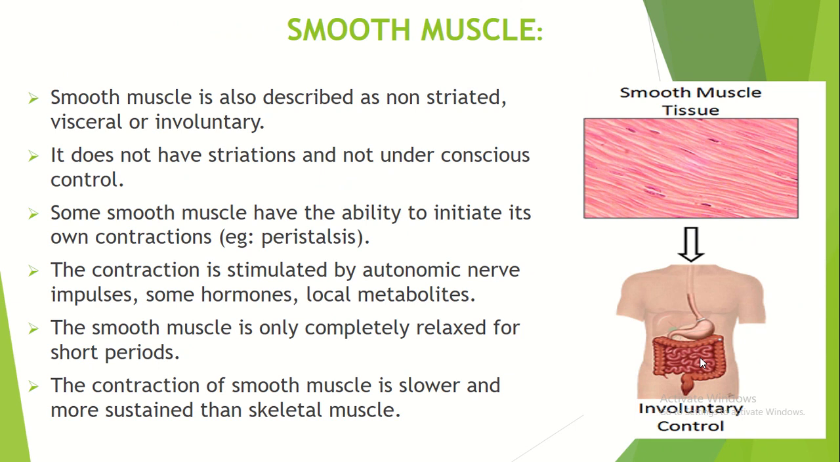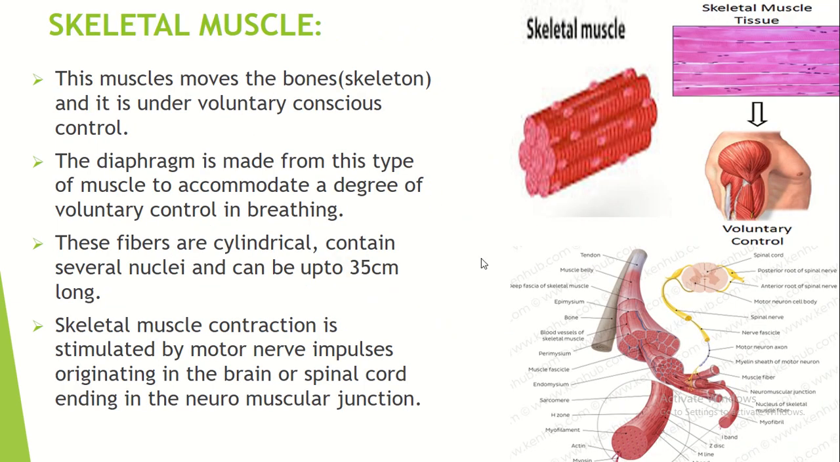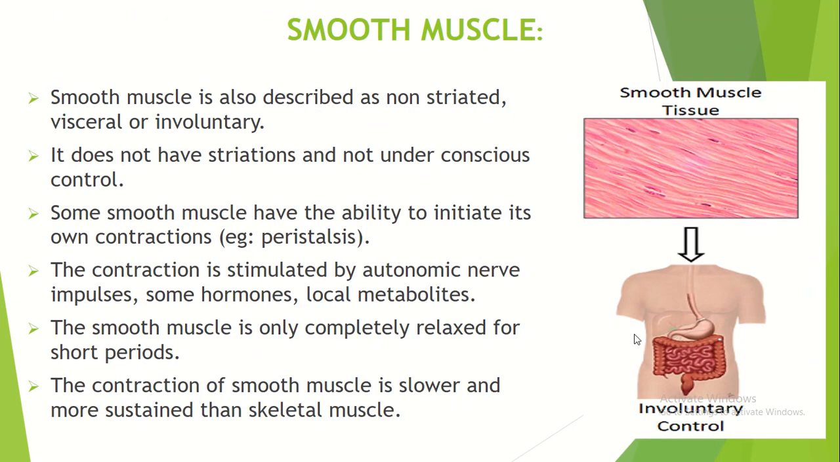The digestion is not under our control. The mechanism which is happening in our small intestine, large intestine, esophagus, nothing is in our control. This is involuntary. But skeletal muscle is under voluntary control. Smooth muscle is involuntary. It does not have striations and is not under conscious control.